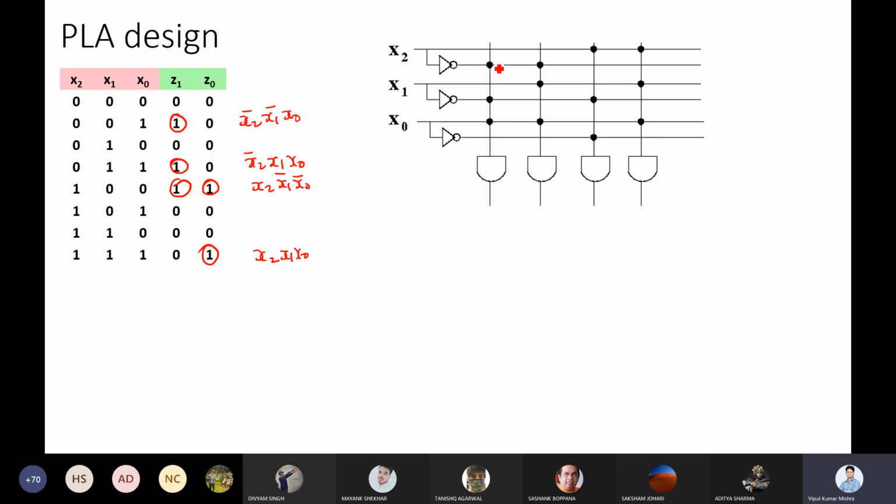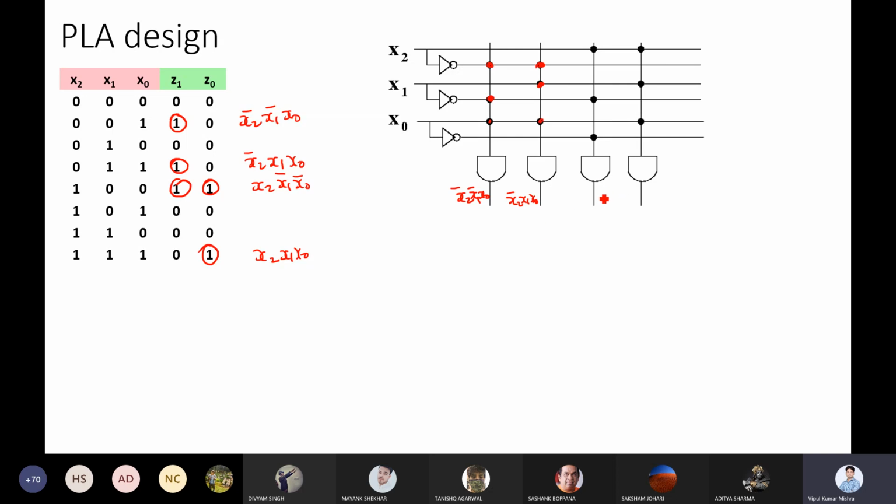So let's see what we have done in this circuit. We have made this x2 bar, x1 bar, and x0. So what will this AND gate produce? It will produce x2 bar, x1 bar, and x0. Now what will the second produce? You can say x2 bar, x1, x0. So you have marked x2 bar, x1, and x0. So this will give you x2 bar, x1, and x0.